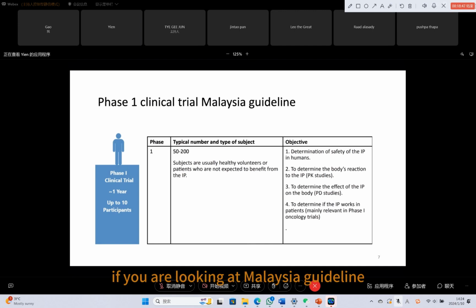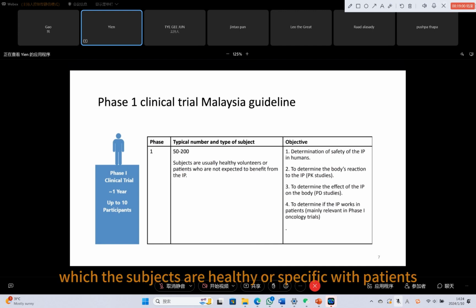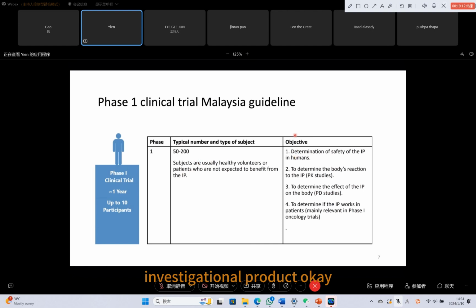If you look at the Malaysia guidelines, there are typical numbers of subjects used. According to the Malaysia guideline, clinical trial phase 1 is 50 to 200 subjects, who are healthy or patients with a specific disease and are not expected to benefit from the investigational product. Okay, so the objective again is very important. This is the third time that I'm saying the objective of the clinical trial is to study the PK, PD, and the safety of the drug.